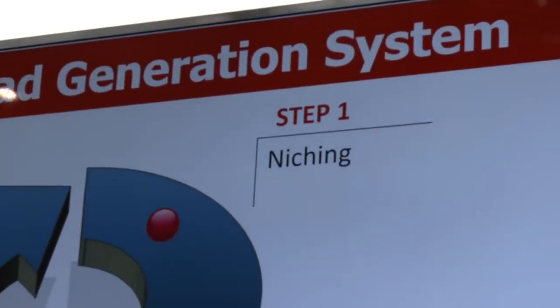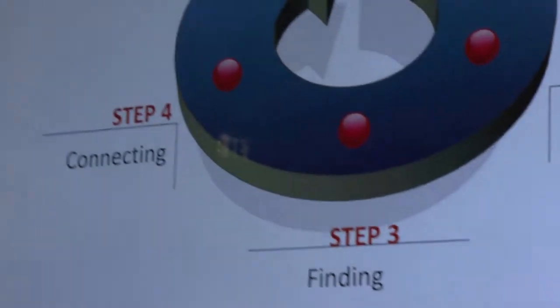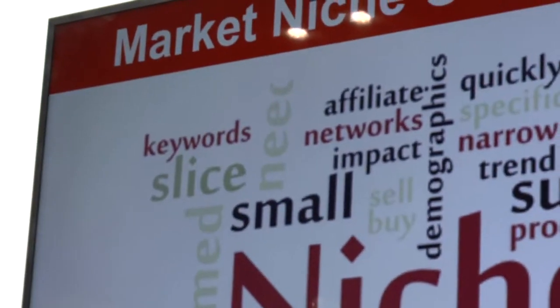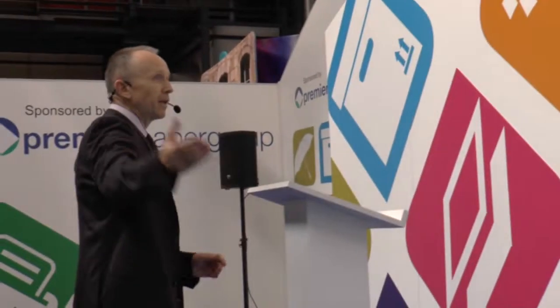So there's 5 steps. It's a 5-step process. I'm going to show you 4 of the steps today because we're restricted for time. The step I'm not going to go through is the content publishing section, so we're going to go through the other 4 steps.